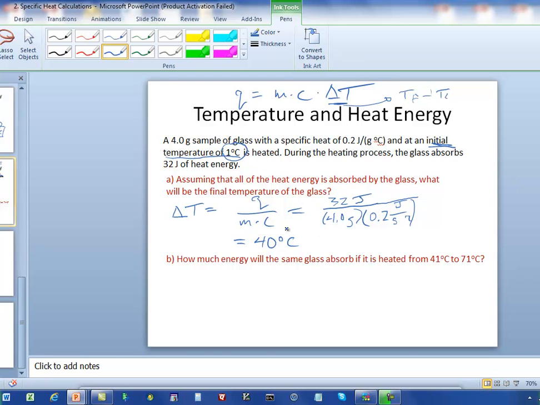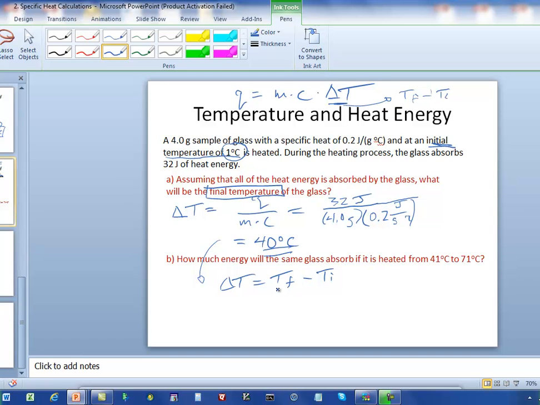Okay, now we're not quite there yet, right? Because the question is asking us for the final temperature. And here's where we can, so now I'm going to spill over down here a little bit. I'm going to continue by rewriting, just reminding ourselves that delta T is equal to T final minus T initial. We are solving for T final. We now know delta T, right? That's 40 degrees. And we know the initial temperature. That was given to us up here, 1 degree.